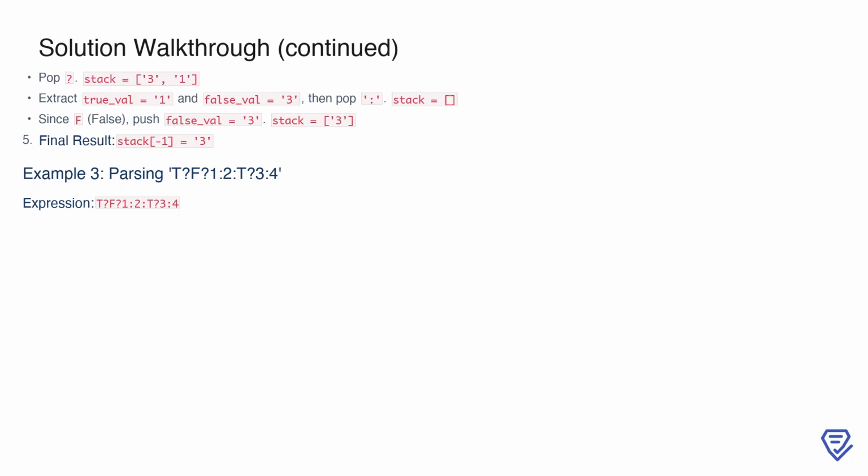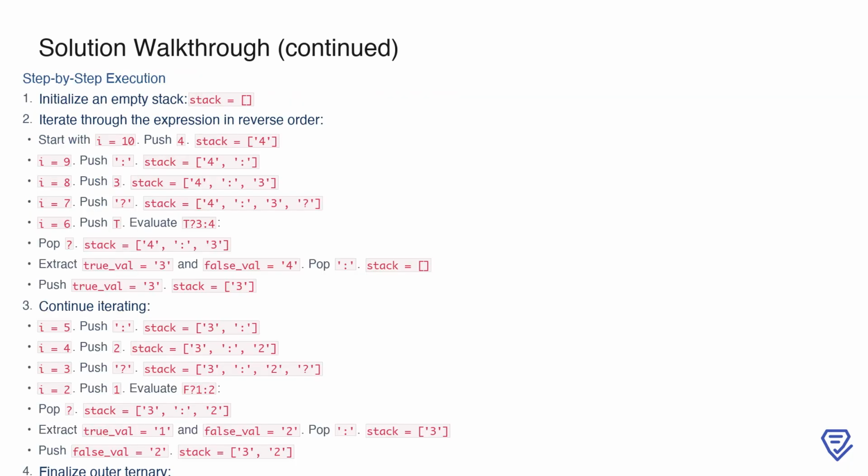Moving to the next example, we begin parsing t, f1 2, t, 3 4. As before, we initialize an empty stack and iterate in reverse. First, 4 is pushed onto the stack, followed by colon 3, and then question mark. When we encounter t, it triggers the evaluation of the ternary t3 4. To evaluate t3 4, we pop question mark, extract 3 as the true value and 4 as the false value, and remove colon. Since t is true, we push 3 onto the stack.